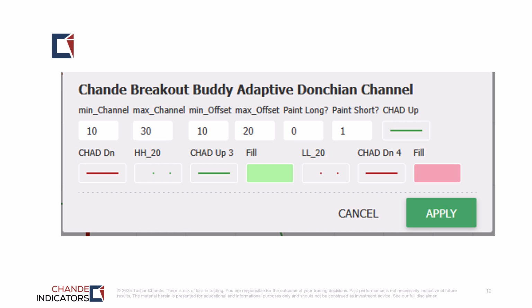So just a reminder, we can set the values for the min and max for the channel, the min and max for the offset, and whether you want to paint or not paint outside the channels. And of course, you can set any of the other colors for the scheme you're using.